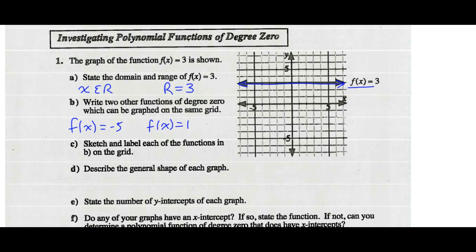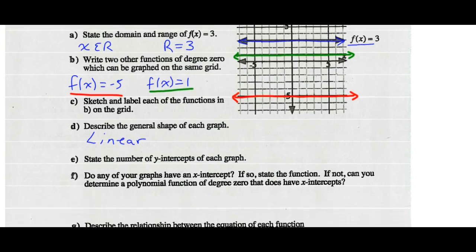So let's graph these. So f at x equals 1 would be right here. We'll change that color. F at x is 1. And let's do f at x is negative 5. That'll go through right here. Describe the general shape of each graph. Well, all these graphs are linear. State the number of y-intercepts of each graph. They all have one y-intercept.